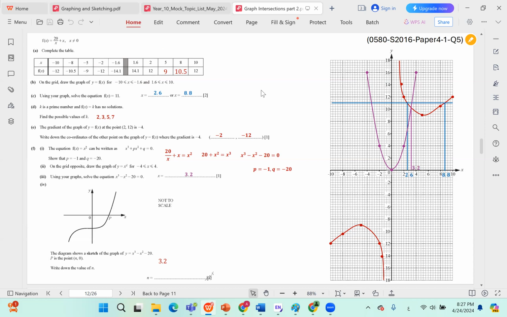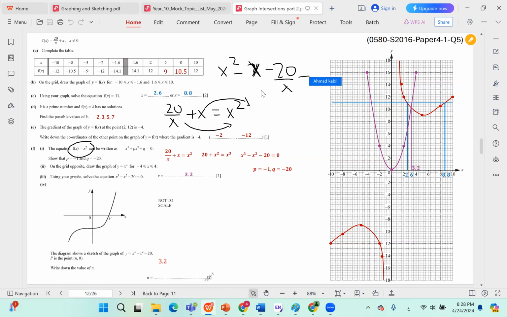For question F, we are told in I, the equation f of x equals x squared can be written as so and so. Find P and Q or show that they are equal to certain values. So f of x equals x squared. Let's just write this down somewhere on top. So f of x is 20 over x plus x. This is the equation given at the top of the page. And this is now equal to x squared. Let's take these to the other side. So we get x squared minus x minus 20 over x equals 0.